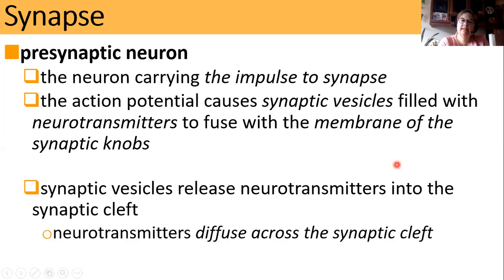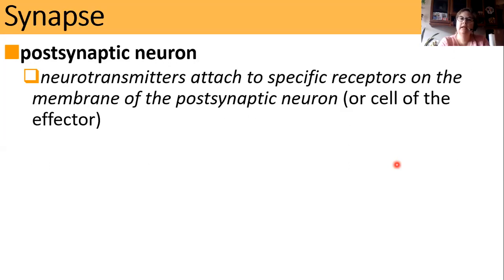Synaptic vesicles release neurotransmitters into the synaptic cleft. Neurotransmitters diffuse across the synaptic cleft. Okay. All right, so now we're at the postsynaptic neuron. So the neurotransmitters attach to the specific receptors on the membrane of the postsynaptic neuron or the cell of the effector, right? So remember, it can be a neuron or an effector that has these receptor sites.